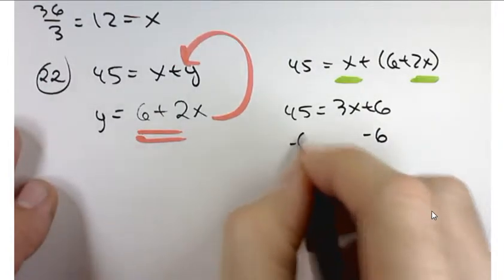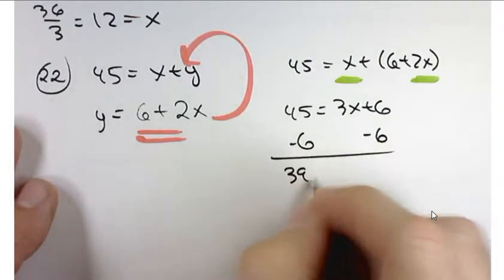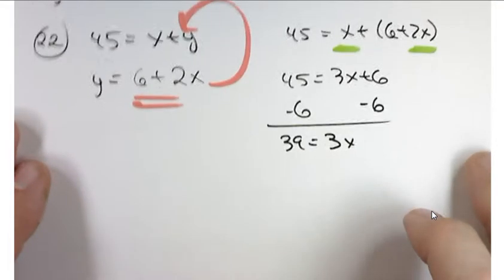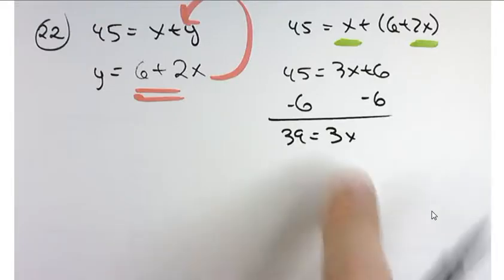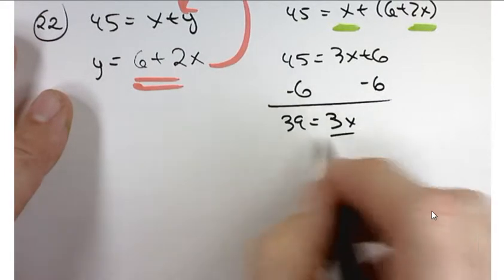Thank you. Subtract a 6. So I get 39 equals 3x. Do I have to show what I do next, or can you just tell me the answer? Yeah, you divide both sides by 3, and we get 13 equals x.